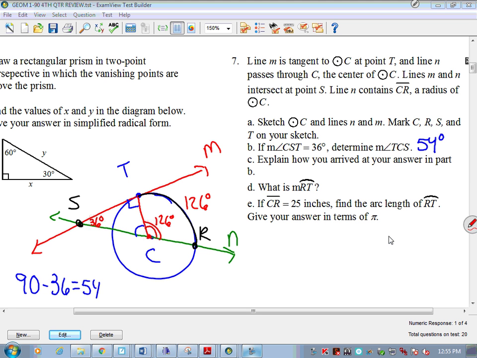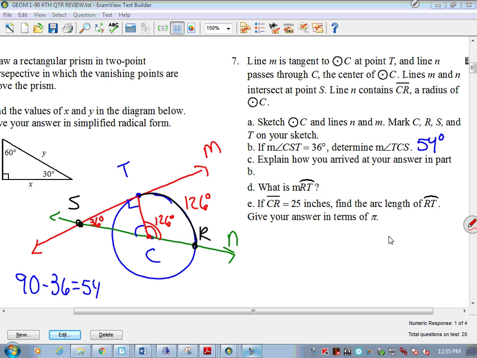What does the answer come out to? That's at the bottom, isn't it? Yeah, it'll be at the bottom. Number 7? 7D. What's it? It says 54 degrees.